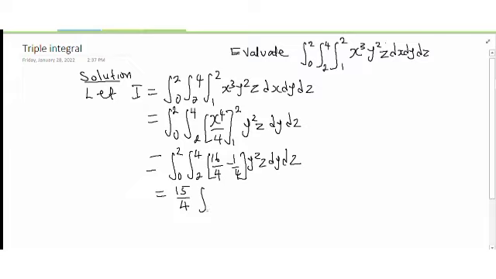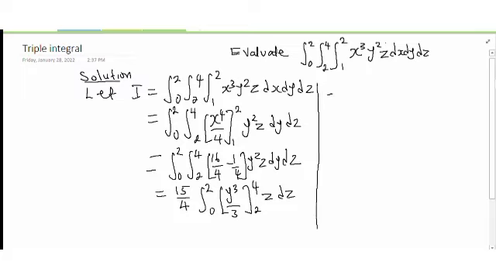So we have integral between 0 and 2. Then we can now integrate with respect to y. So we have y cubed over 3. Then put the bracket, we put the values. That is 2, 4, z dz. So here, z is the constant.